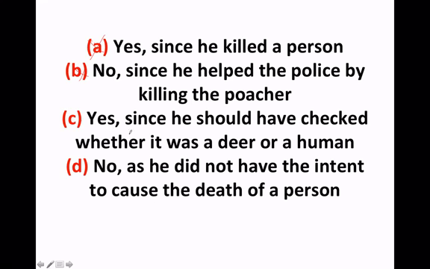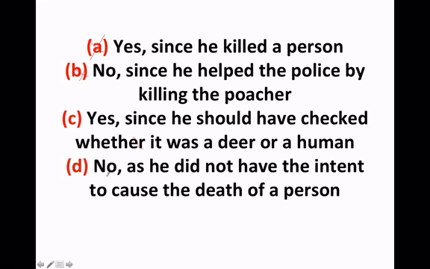Okay, option C says that yes, since he should have checked whether it was a deer or a human. See, in a jungle usually there are no humans present when you go for shooting. So he's already hunting for 3 days, and he cannot check whether it's a human or a deer. Okay, some of you might feel that this answer is right. Yes, even I feel that this might be right, but we do not have any technical information. This answer is not based upon technical facts which are given in the case.